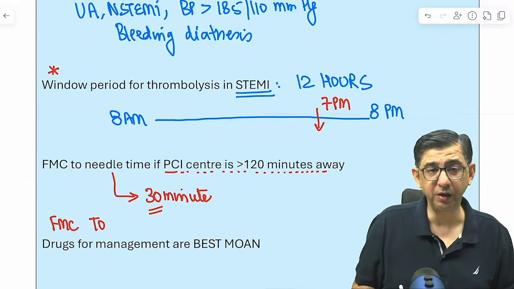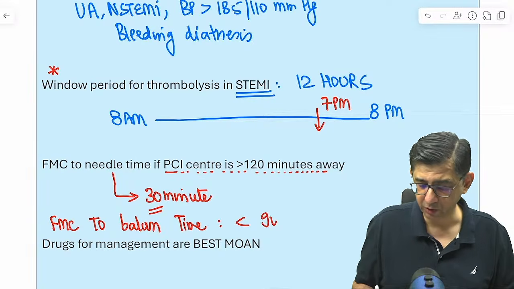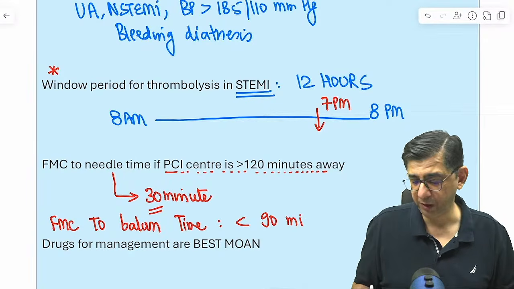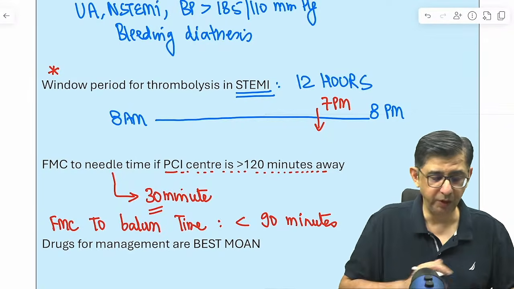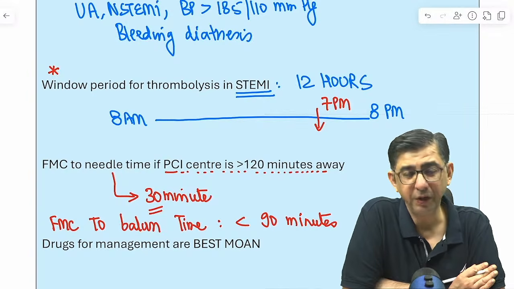The second aspect is first medical contact to balloon time. Like he came to a cath lab hospital, then within how many minutes should we be doing a balloon angioplasty and putting up the stent in the patient, that is when it would be 90 minutes.